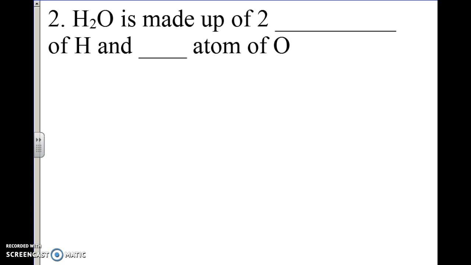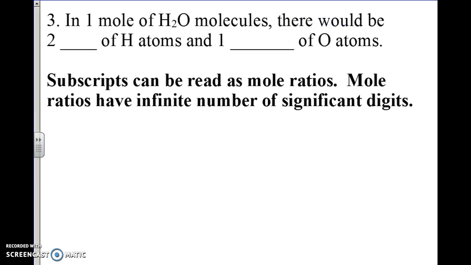H2O is made up of two atoms of hydrogen and one atom of oxygen. Again, pause the video and see if you can do this next one on your own. In 1 mole of H2O molecules, water molecules, there would be 2 moles of hydrogen and 1 mole of oxygen atoms. Subscripts can be read as mole ratios. Mole ratios have an infinite number of sig figs.